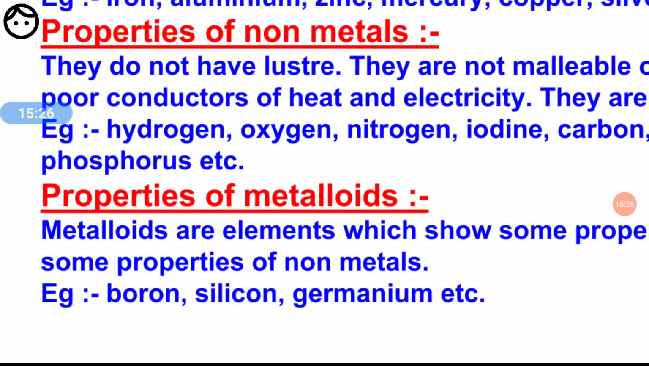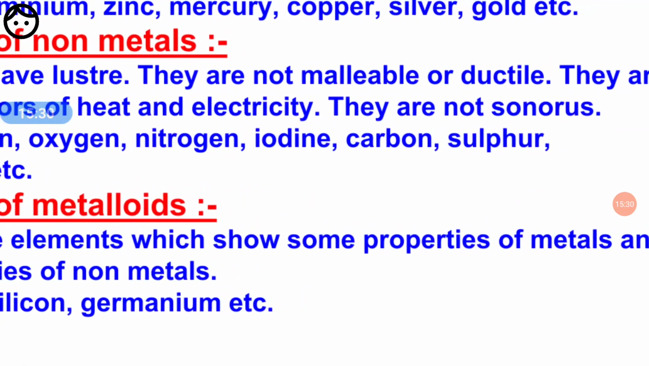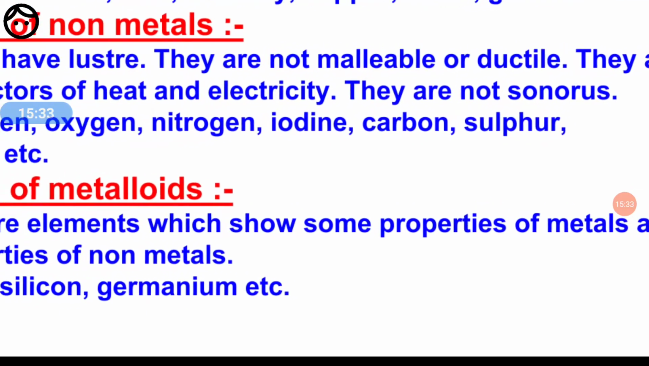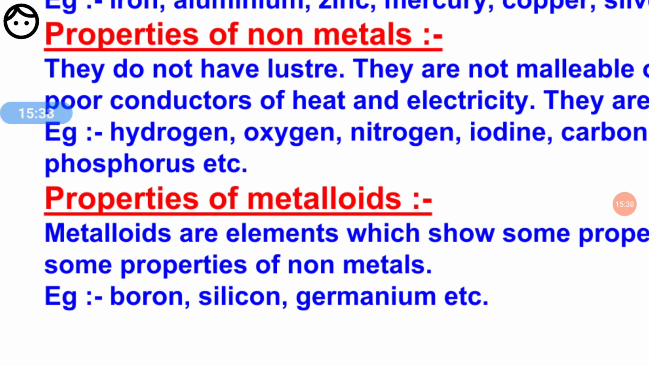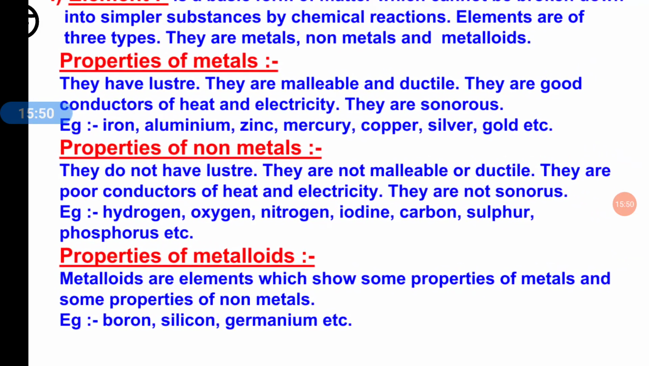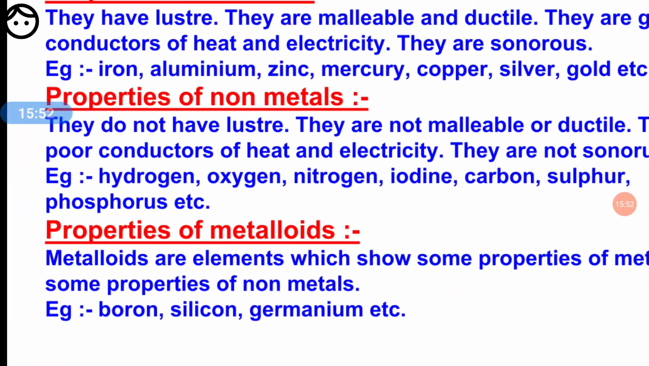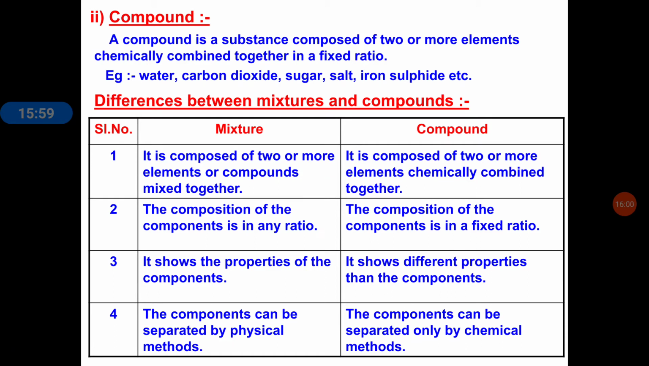Now here are the examples of non-metals: hydrogen, oxygen, nitrogen, iodine, carbon, sulfur, phosphorus, etc. Then see the metalloids. A metalloid is a substance which shows the properties of metals as well as non-metals. It has some properties of metals and some properties of non-metals. The examples of metalloids are boron, silicon, germanium.